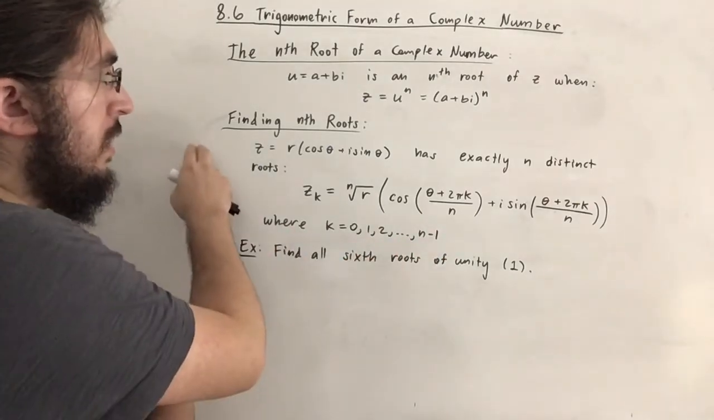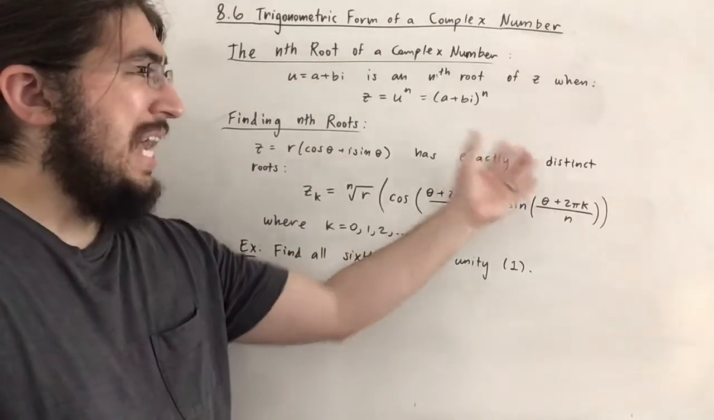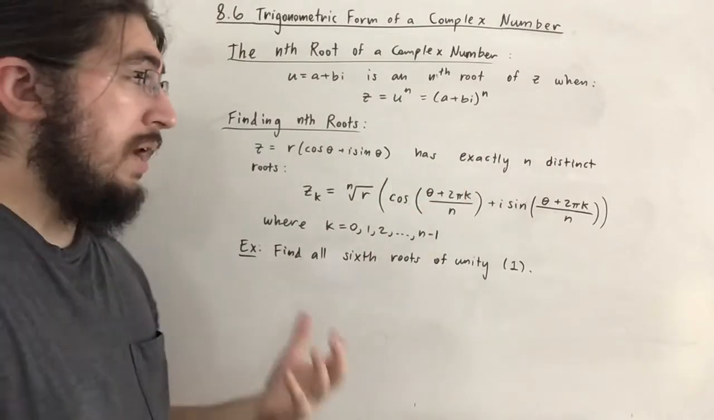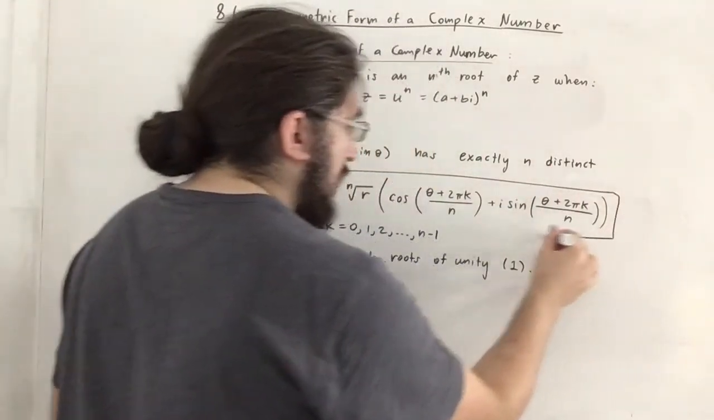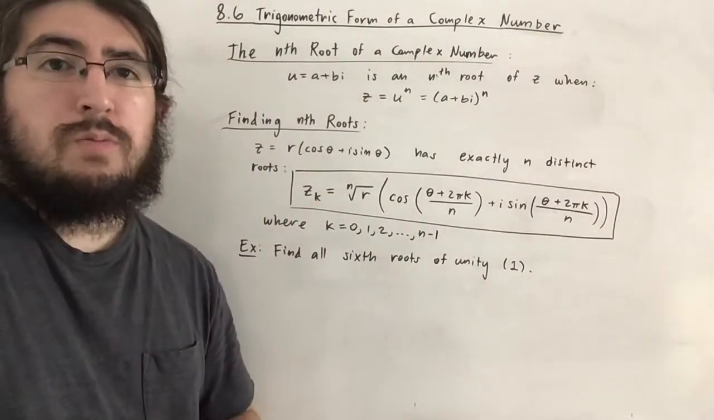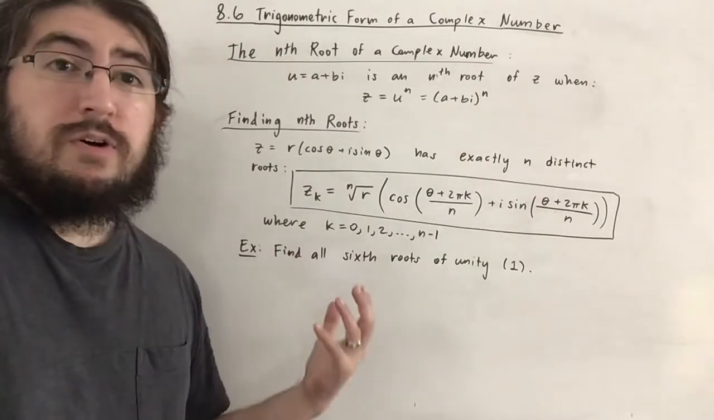So here, if z is a complex number in trig form, there are exactly n distinct roots, and we know an explicit form for what they are, and it is given by this. And then this looks a little crazy. I mean, yeah, it's a little crazy. But really, it's just De Moivre's theorem, however you want to pronounce his name, in reverse.